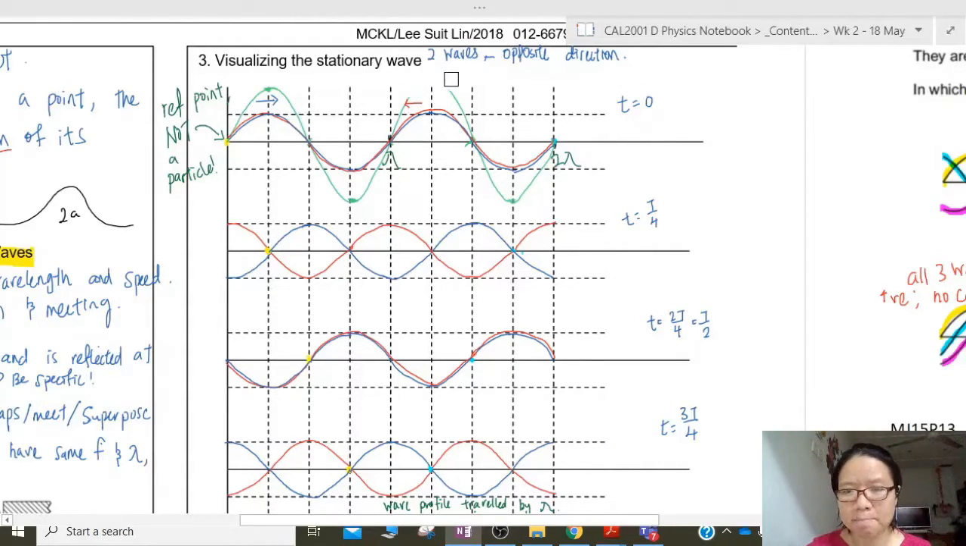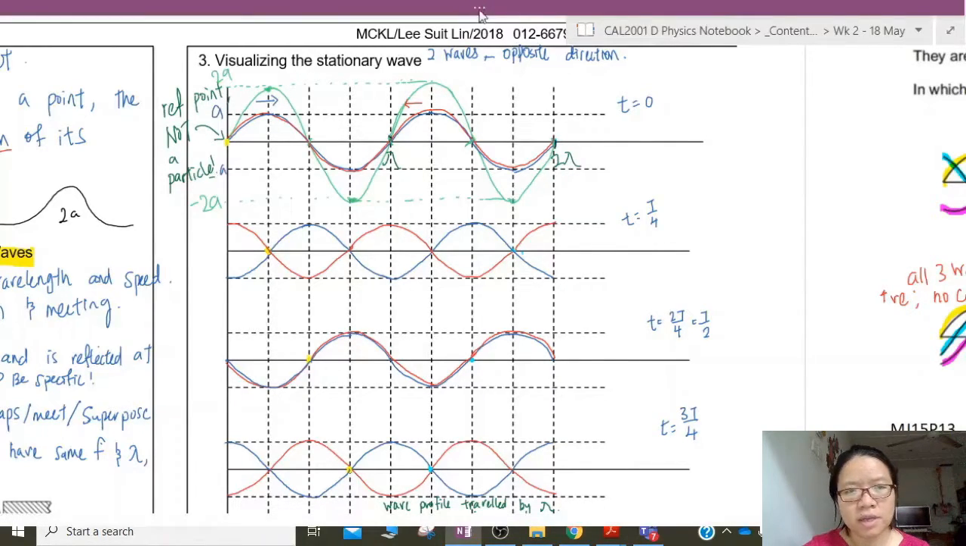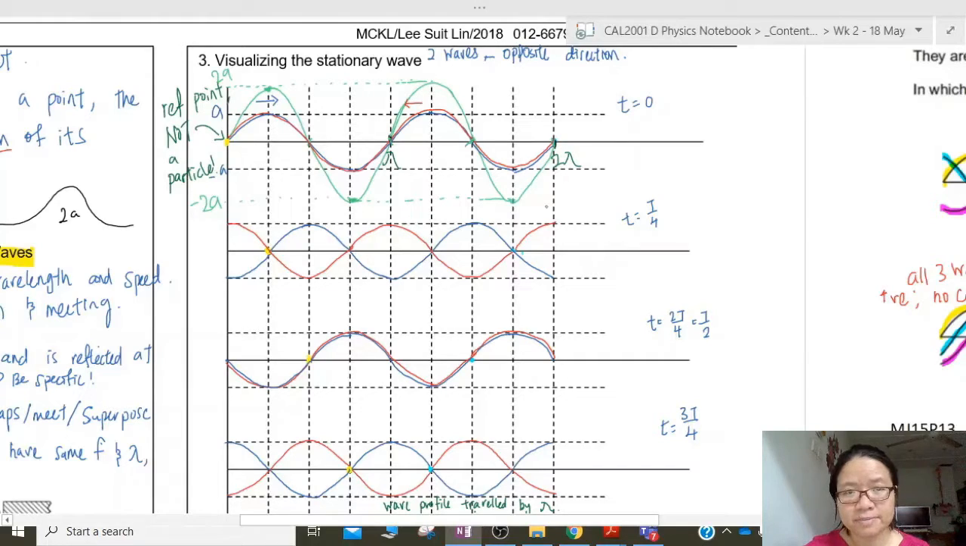So you get that big black curve. I'm trying to make sure that the amplitudes are the same. I'm going to label the amplitudes now. This is 2A, negative 2A, A and negative A respectively.